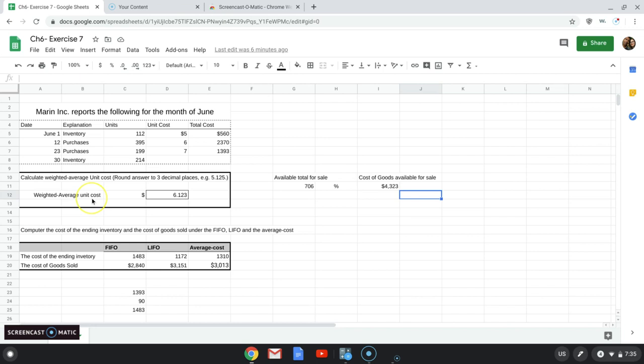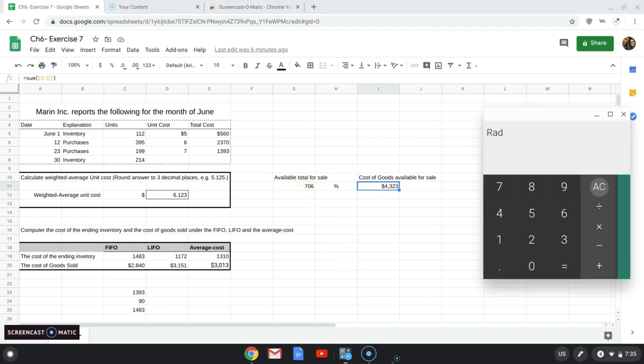Now, this is something that helped me: when I see that it's asking for an average unit cost, this automatically gives me the idea that I'll be dividing. So I'm going to take the total cost of goods available for sale divided by the available total for sale.